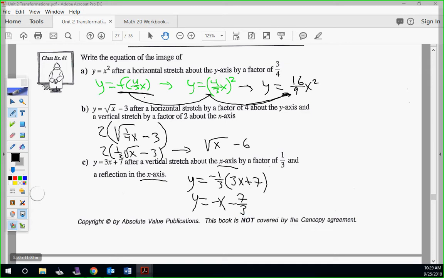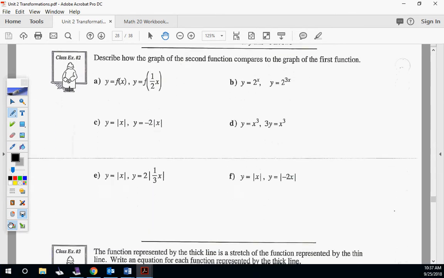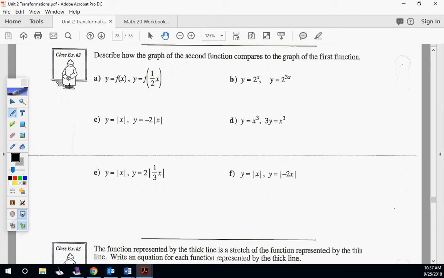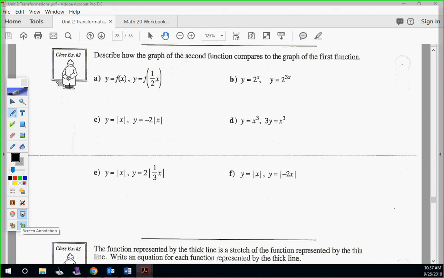Okay, so next page. All right, so describe how the graph of the second function compares to the graph of the first function. So how do they compare? You're going to use the words now. A lot of you kind of missed that in your quiz. You didn't put the words. You just said reflect, but reflect over what? Be specific in what it's doing, because it can reflect over the x or reflect over the y.